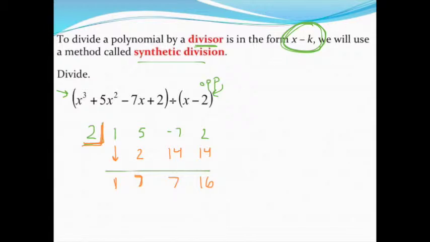Now, we're done with the problem, but we have one more little thing we need to do. We do need to write our answer as another polynomial. These numbers are our coefficients in our answer. The 1 represents 1x, and you always start 1 power lower than what you began with. So since we began with x to the third, our answer is going to begin with 1x squared.